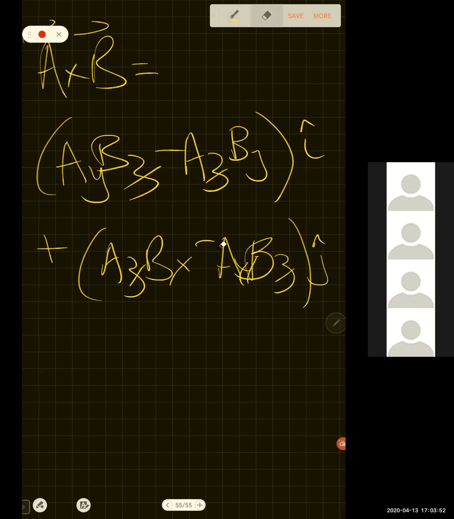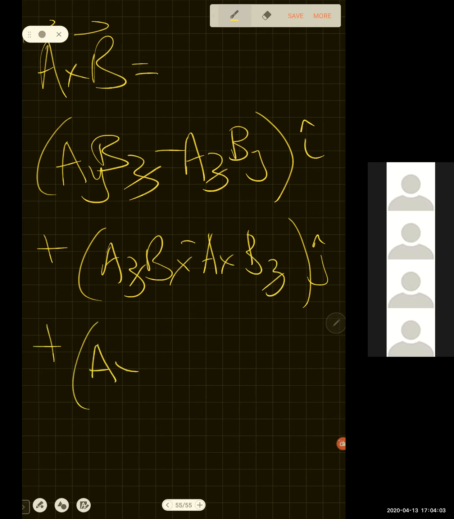I'll neaten that up. The two J terms look like each other inverted because they are. And the two K terms look like each other inverted because they are. What's happening here is that if you want to cross two vectors and get something pointing in the X direction, the only thing that could ever do that would be some crossing of the Y and Z vectors or Z and Y vectors. In other words, the only way to get anything along the X-axis is to cross Y with Z. Whether you point out or in, whether you get a negative sign or a positive sign, depends on which order you go. So AY times BZ points in the I direction, and then AZ times BY points in the other direction. That's why we're getting this pattern here.